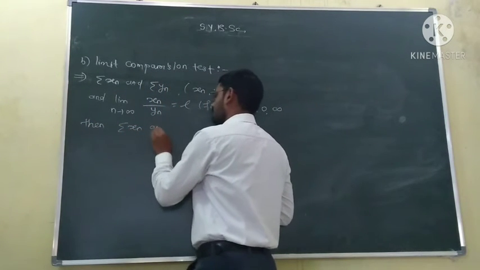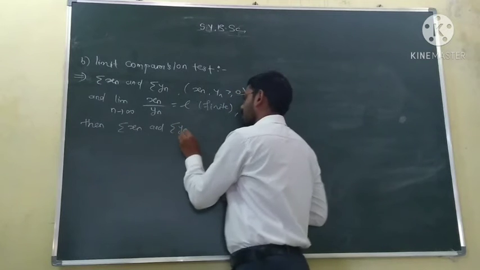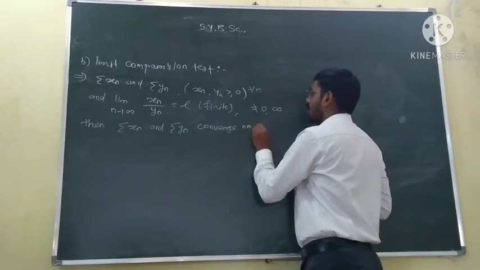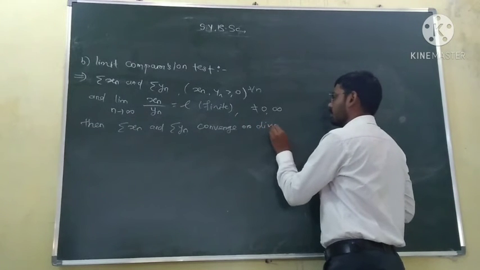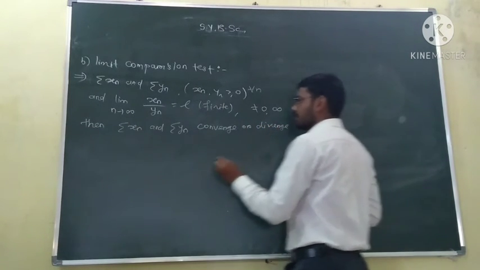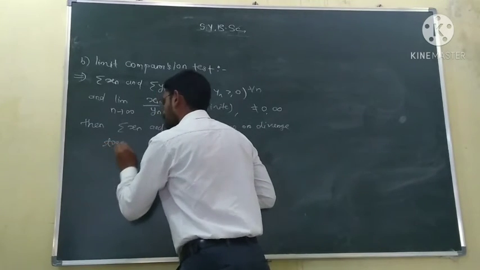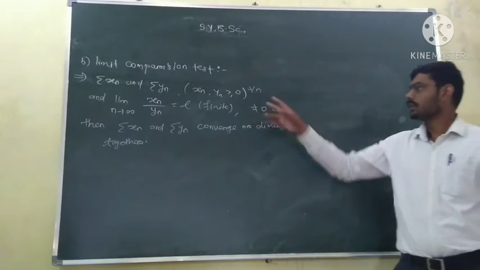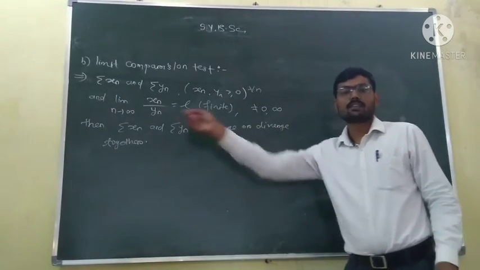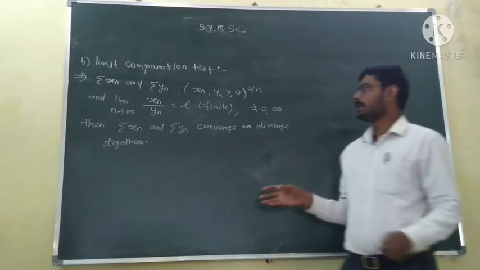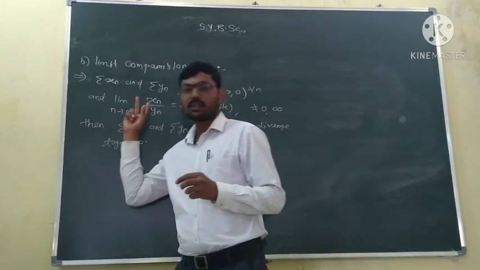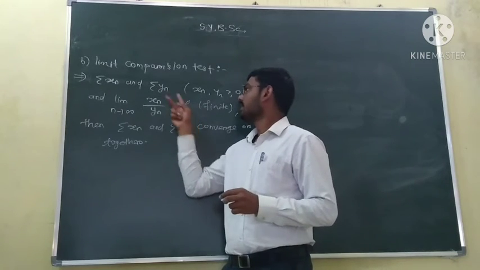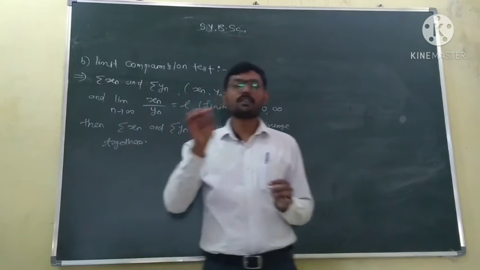series xn and yn converge or diverge together. Okay, this is the limit comparison test. This implies if we take the limit of the ratio of nth terms of these two series and it is some finite non-zero number, then both series converge or diverge together.